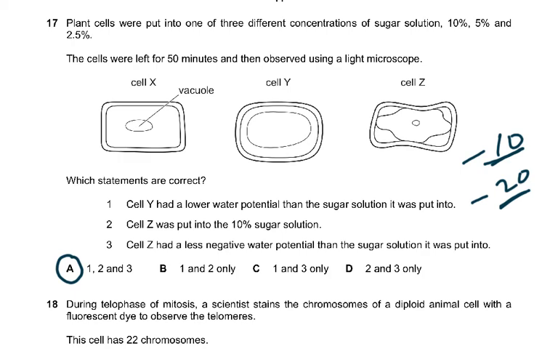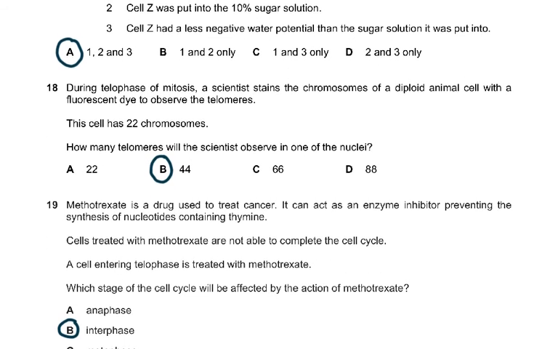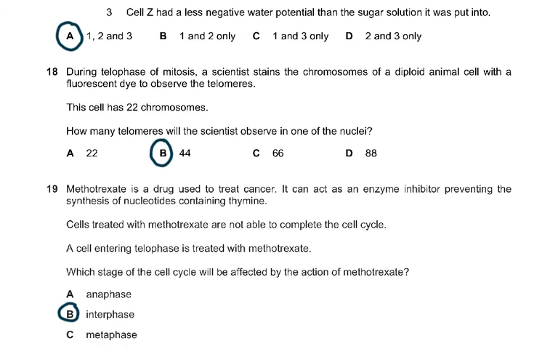Then coming to question 18: during telophase of mitosis, a scientist stains the chromosomes of a diploid animal cell with a fluorescent dye to observe the telomeres. You know, these are the chromosomes, and the telomeres are at the ends. These are the telomeres. We call these the aglets, which are found on shoelaces. This cell has 22 chromosomes.